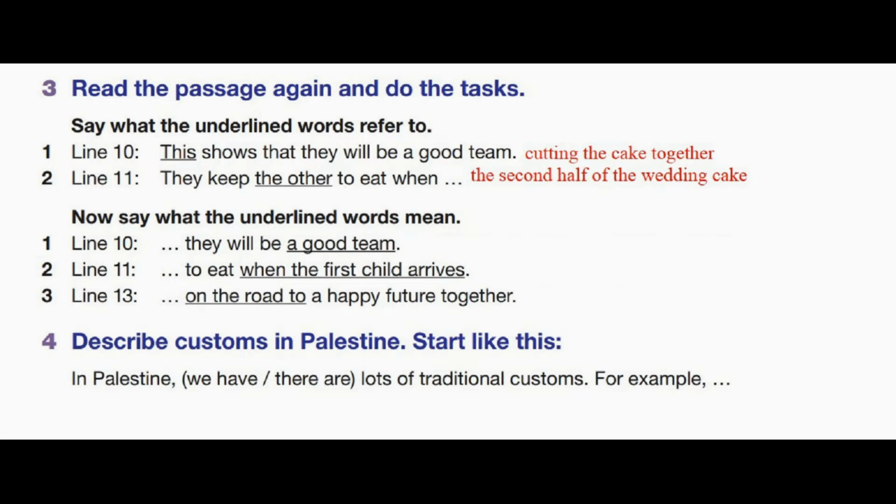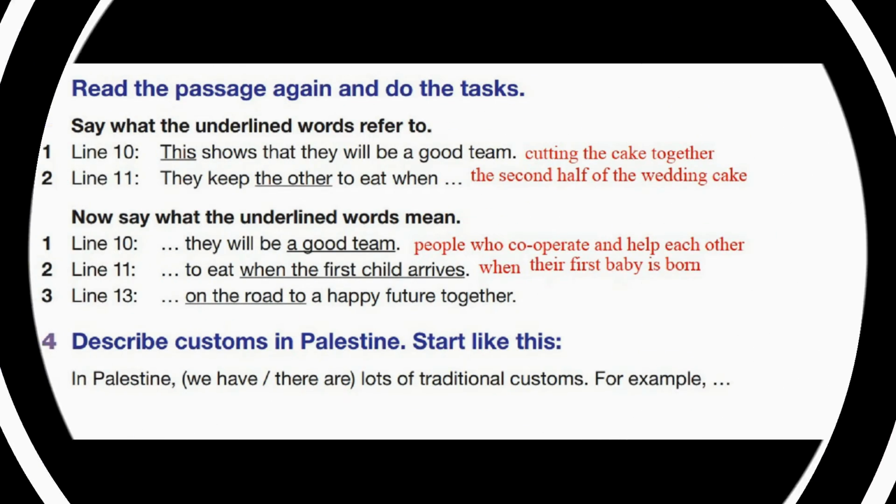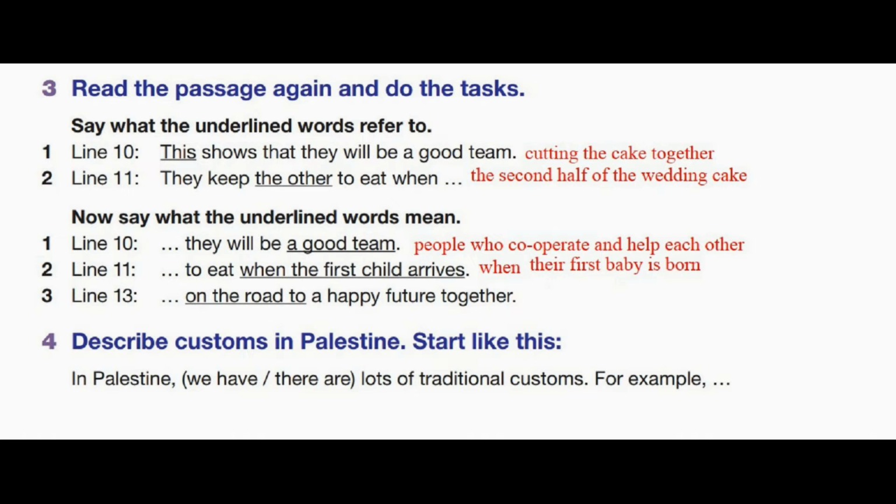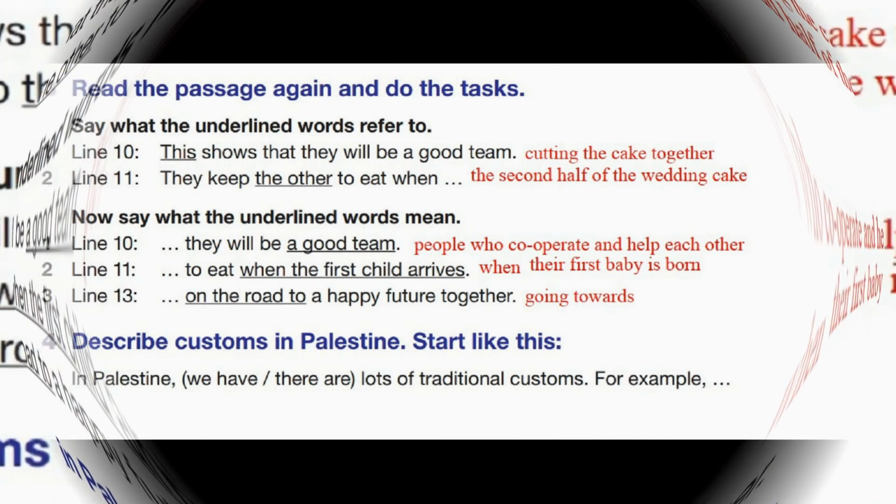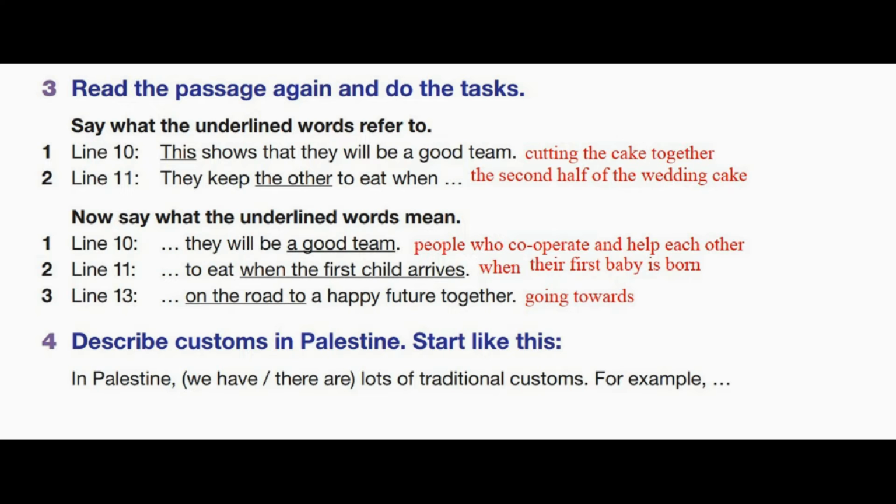Now say what the underlined words mean. One. Line 10. They will be a good team. A good team: people who cooperate and help each other. Two. Line 11. To eat when the first child arrives. When the first child arrives: when their first baby is born. Three. Line 13. On the road to a happy future together. On the road: going towards.